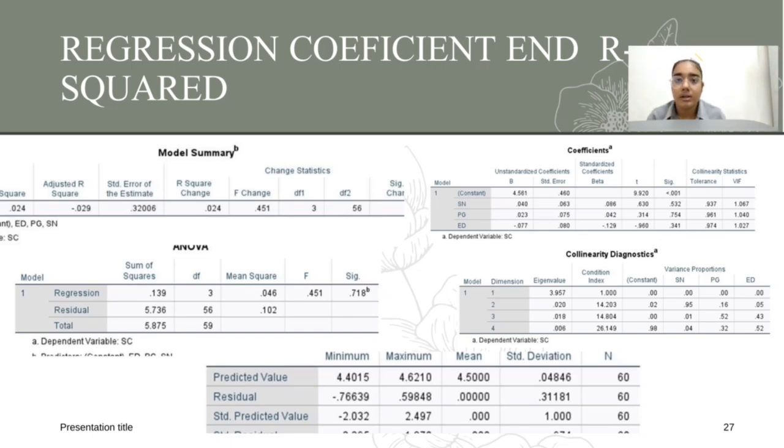ANOVA. This score shows that the model is simply not statistically significant because the significance value is too high, which is 0.718 for the model given. Coefficient, collinearity diagnosis, and residual statistic. This shows the relationship between the dependent variable and independent variables. Collinearity diagnosis indicates some multicollinearity in the predictor. The residual statistic indicates the model fit.